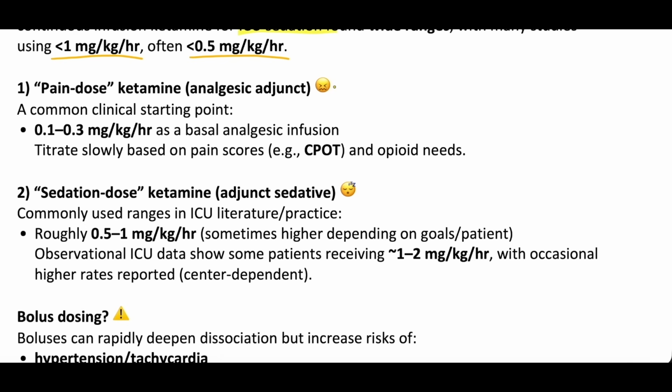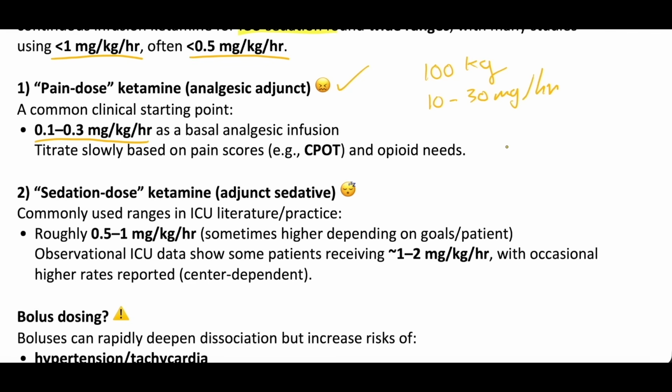The first is pain-dosed ketamine. This is just as an analgesic, and it might be a nice starting point. And this is 0.1 to 0.3 milligrams per kilogram per hour. So your 100 kilogram individual, right? This would be 10 to 30 milligrams per hour of ketamine, unless we did our math wrong. No, that seems like good math.